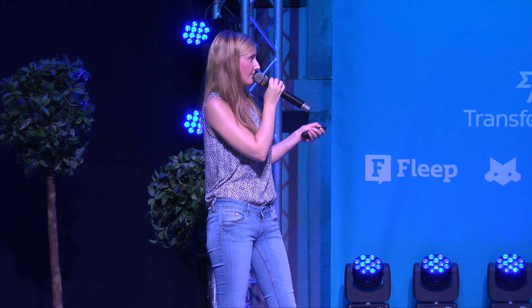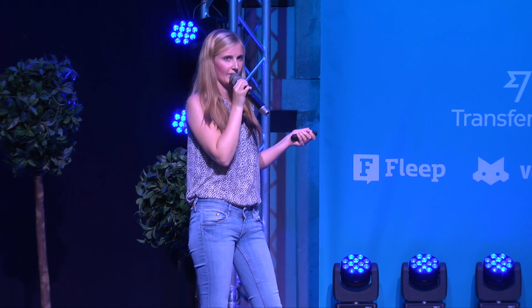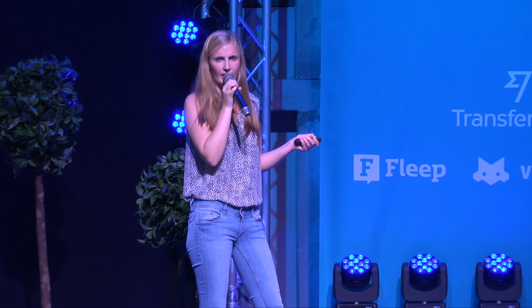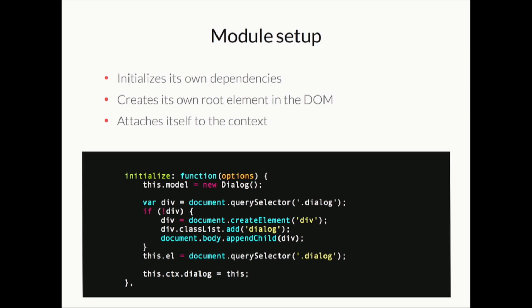So in this case, this is an example of an ampersand view. And this view initializes its own model, which is a dialog. This is an example of a dialog in our app. It also creates its own root element, so that you don't have to add it in your static file, or if for some reason you forget, it's still initialized. And then, if needed, you can attach to the context too.